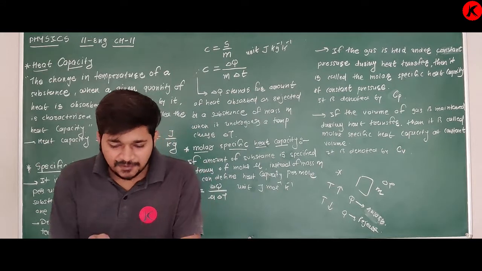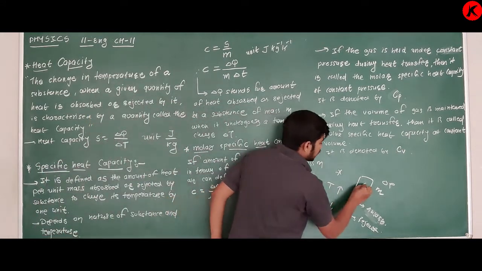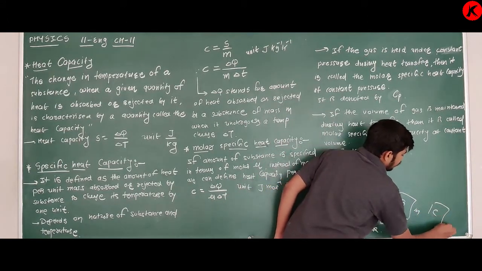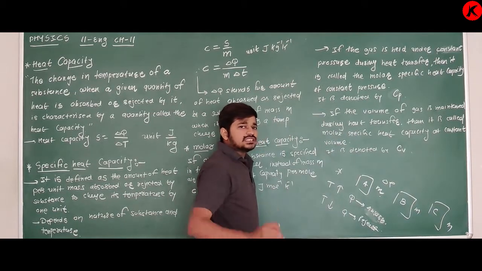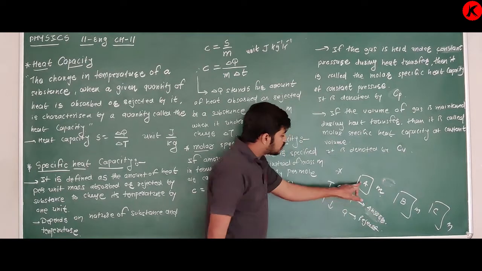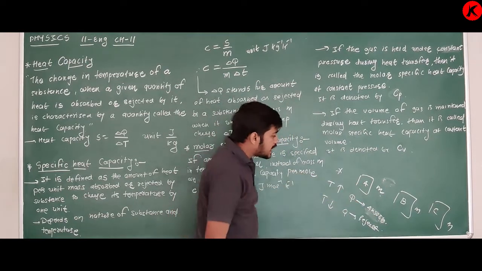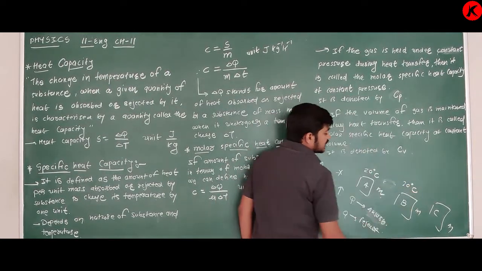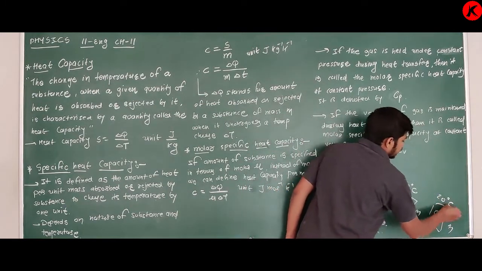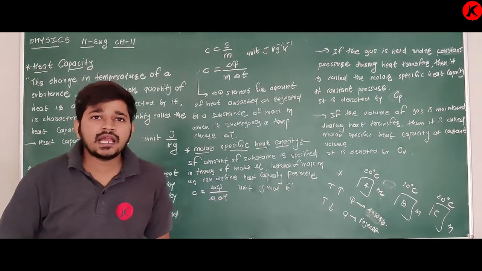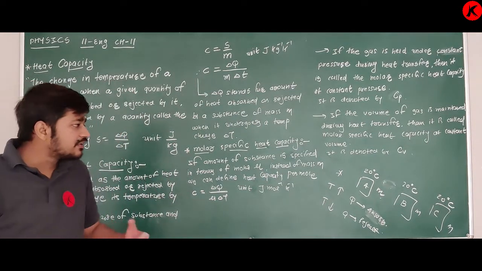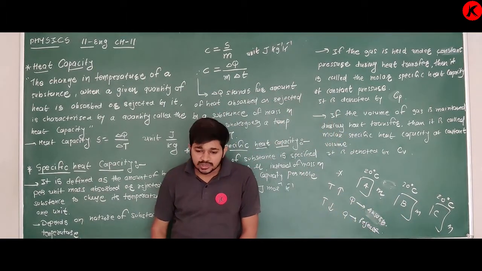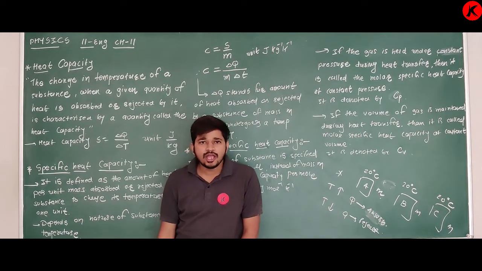So experiments were performed on different objects: first object A of mass m, second object B of mass m, third object C of mass m. If we want the same temperature difference, that is, I want to change the temperature of substance A having mass m by 20 degrees Celsius, similarly for B and C by 20 degrees Celsius, then the amount of heat absorbed or rejected depends on the material.